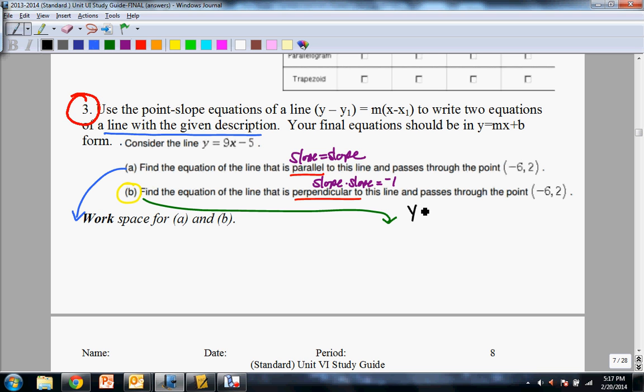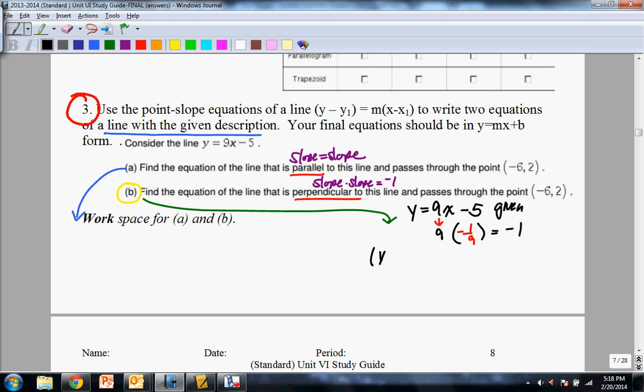So we have the given line, which is y equals 9x minus 5. That's the given line. And we want the slope to be times -1. So 9 times something equals -1. And we have to ask ourselves, what is that something for it to be perpendicular? And the something is the opposite reciprocal, so -1/9.